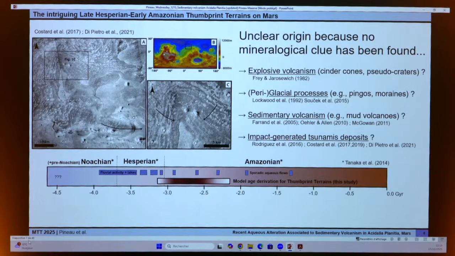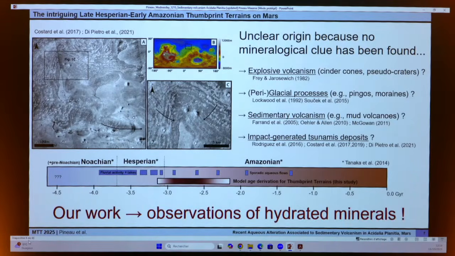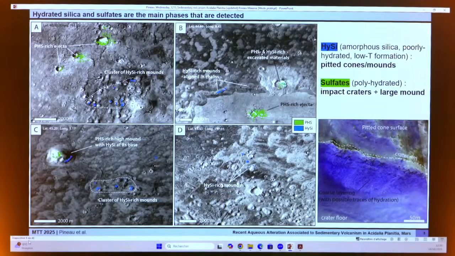essentially because we don't have any mineralogical clue. We don't know the composition of those terrains. But that is no longer the case, as you will see in this presentation and in our publication, because by looking at CRISM orbital data, we have found some hydrated minerals. So here are some examples. You have 4 examples in Acidalia here, where we have the systematic presence of opaline silica, here in blue, that is always associated with pitted cones and mounds.